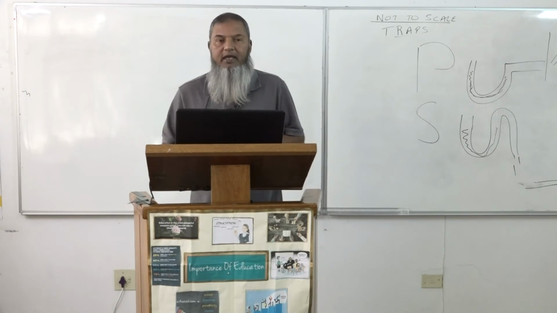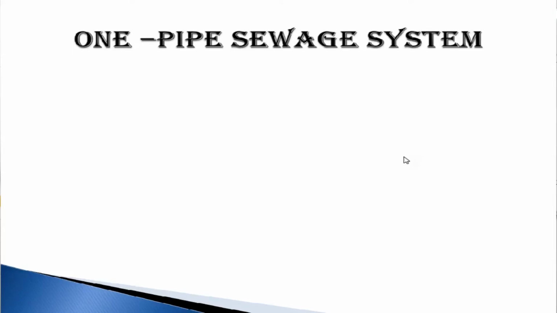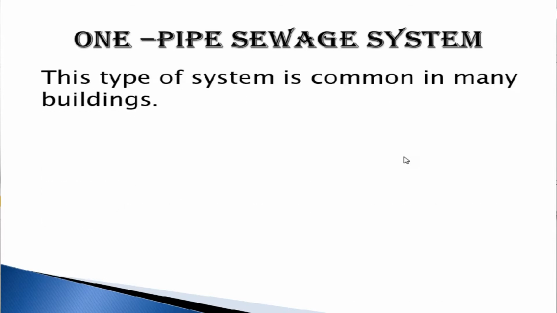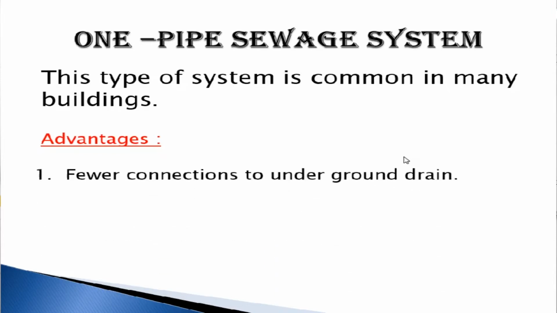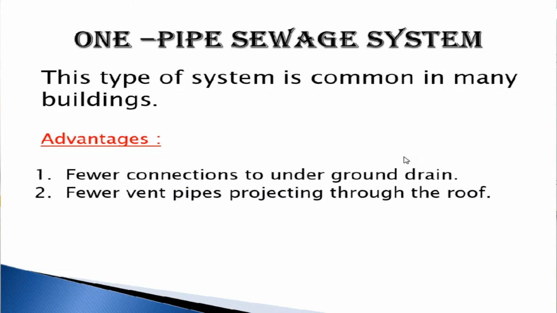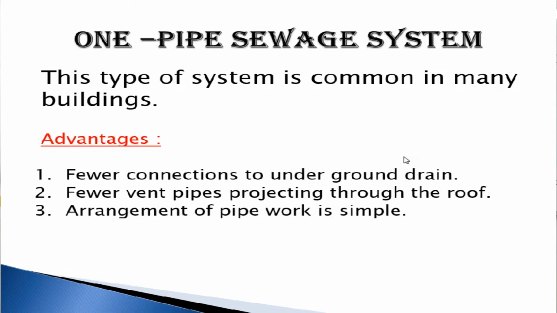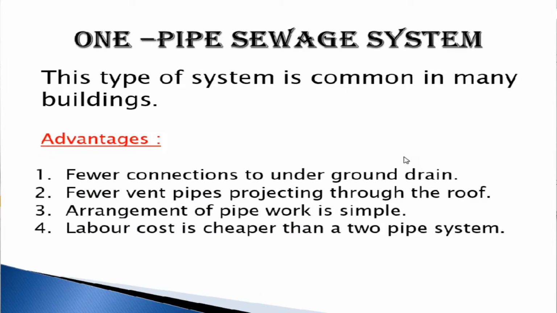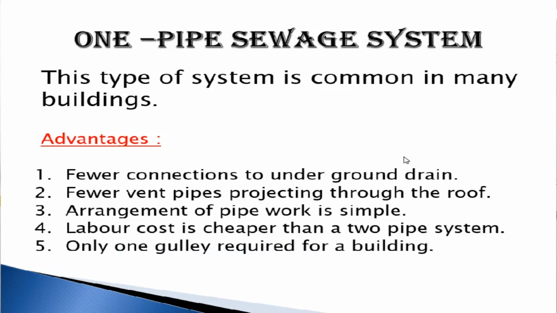Okay, going back again, we said we're discussing a one-pipe sewage system. What is a one-pipe sewage system, people? We've seen this, and we see it every day. It's the most common system that is used in our property. The advantages of a one-pipe system is that we have fewer connections that lead underground. We need fewer vent pipes. Your arrangement of pipes are straight and simple. Your labor cost is cheaper. One gully is required for a building.